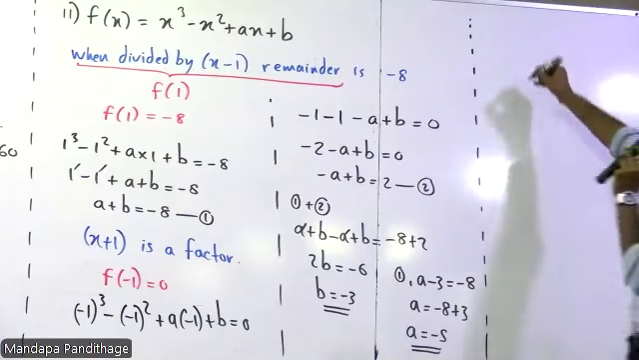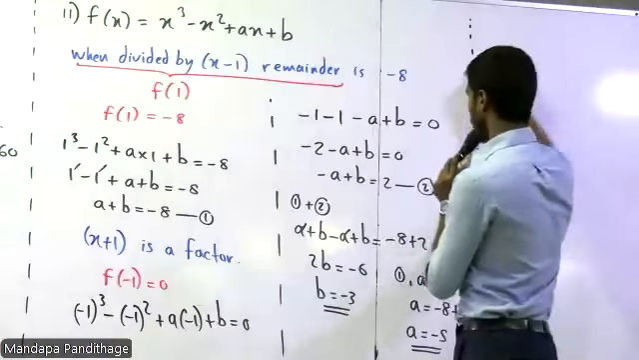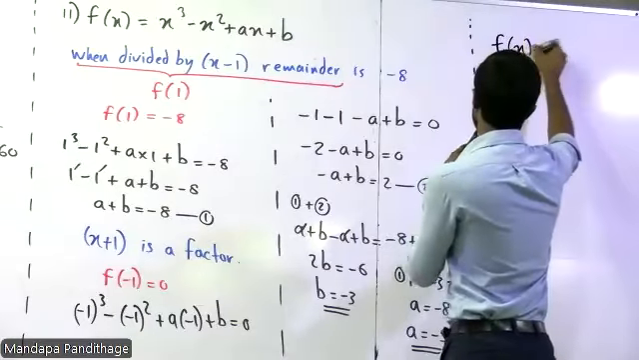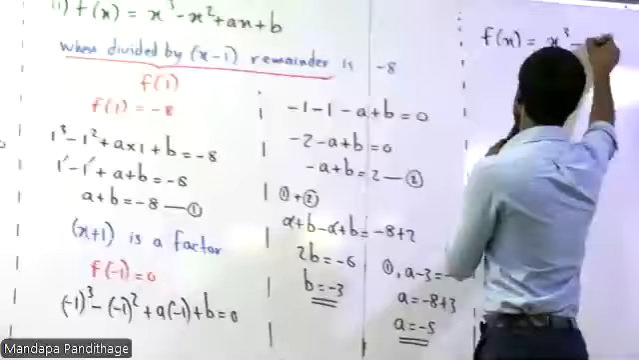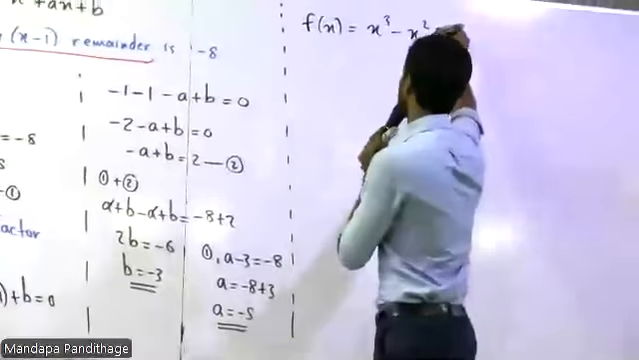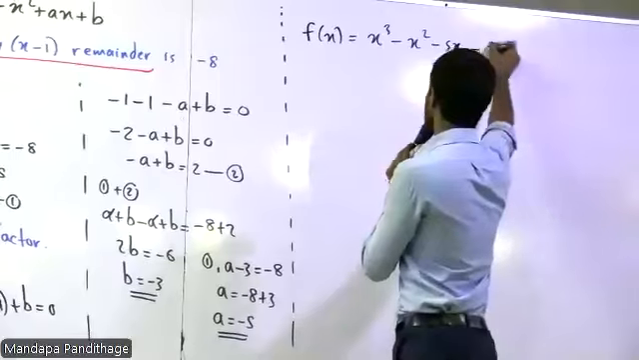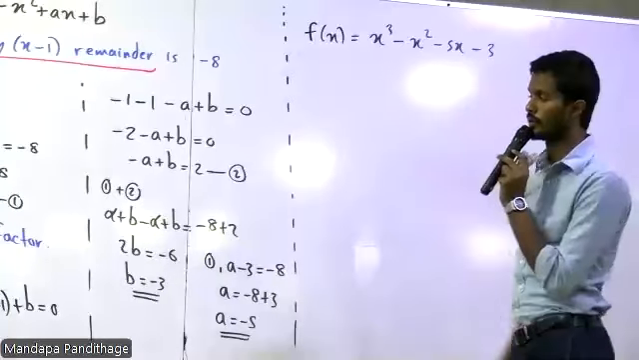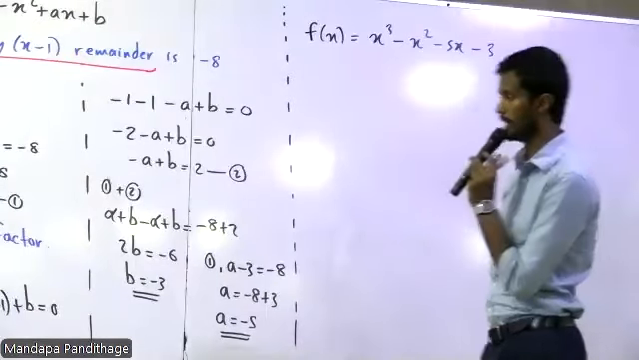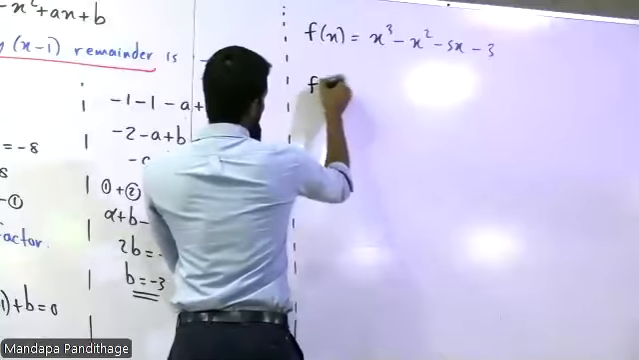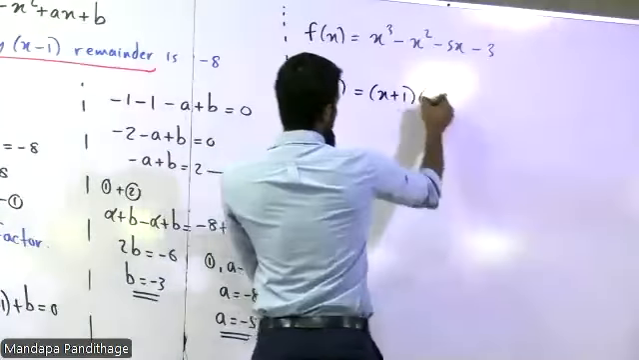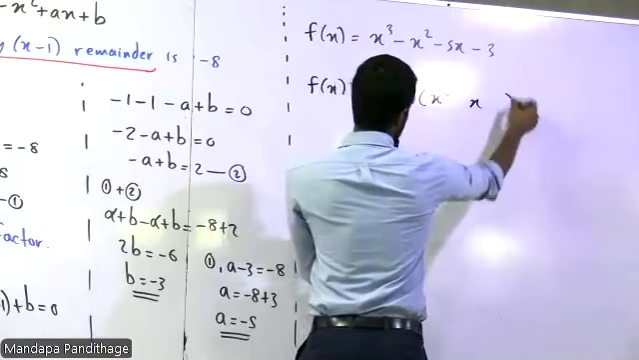Okay, then they are asking us to factorize this. So what is f(x)? It's x cubed minus x squared. What is a? It's -5x. B is -3. And we need to factorize this. One factor we already know, that is x plus 1. Then what is the other factor?